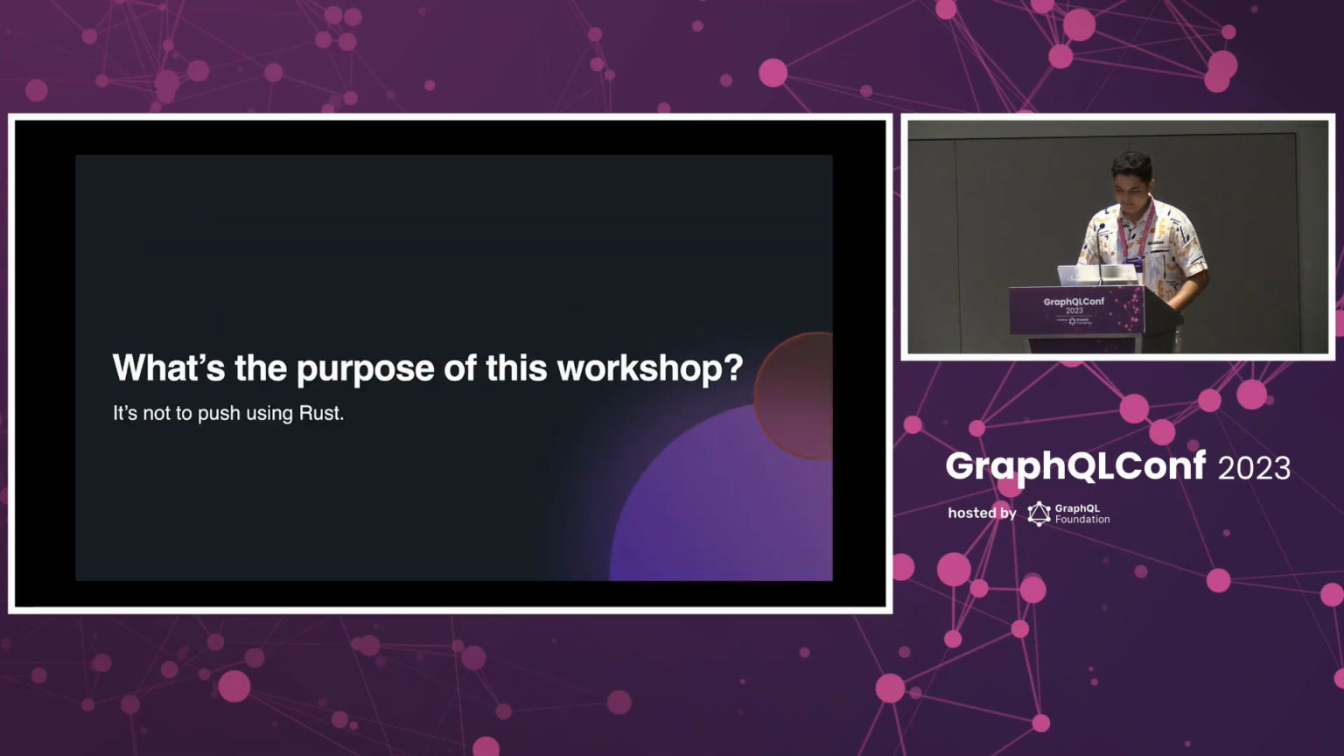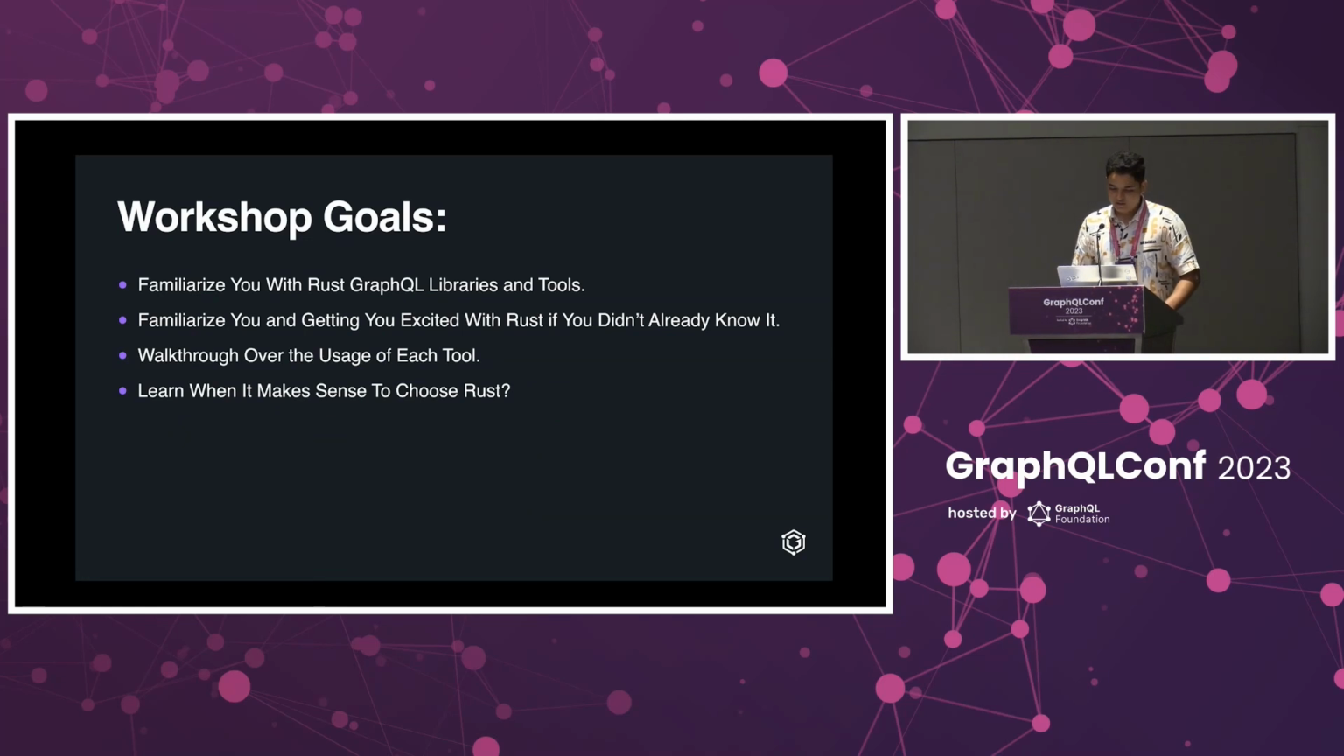So let's get started. What is the purpose of this workshop? It is not to push Rust. It is about using Rust when it makes sense. The workshop goals are, first of all, to familiarize you with the Rust GraphQL libraries and tools. The second is to get people who have never used Rust before excited. I will walk through the usage of every tool that we're going to be discussing. And you're going to learn when it makes sense to choose Rust, because it's not always the case.